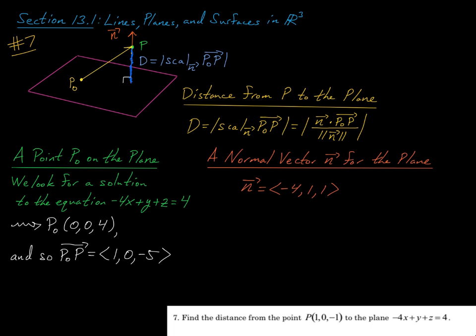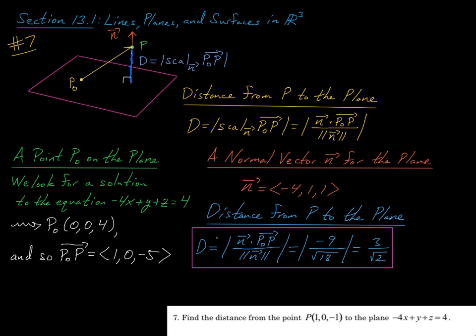And now I can just go ahead and apply the result from above. The distance from this point P to our plane will be the absolute value of this dot product divided by the magnitude of the normal vector. The dot product, well, it's going to be -4 plus 0 plus -5. So that's a -9. And then we divide by the square root of, well, in this case, 18, right? You've got to do 16 plus 1 plus 1. Okay, so then simplifying and taking absolute value, we get 3 over the square root of 2 for this distance.